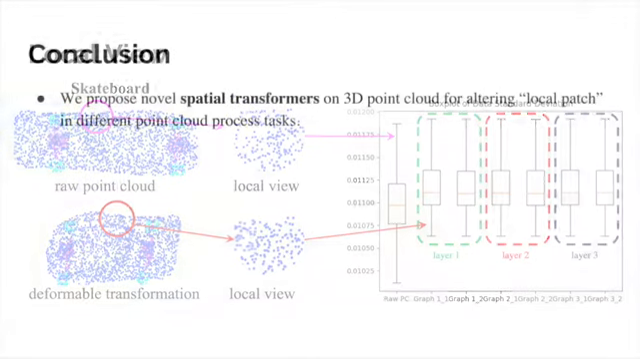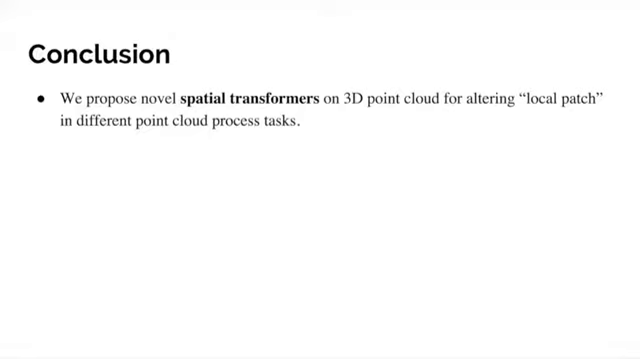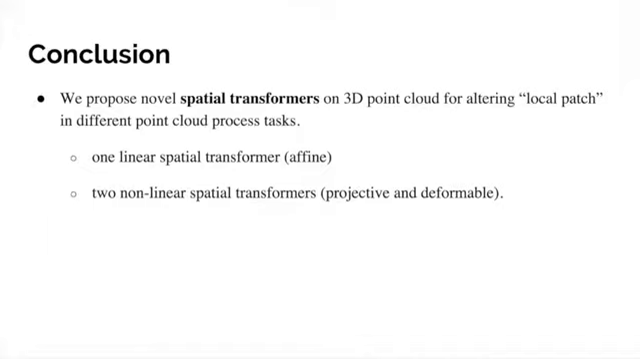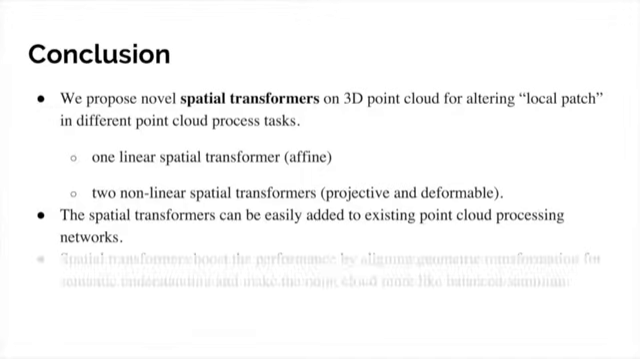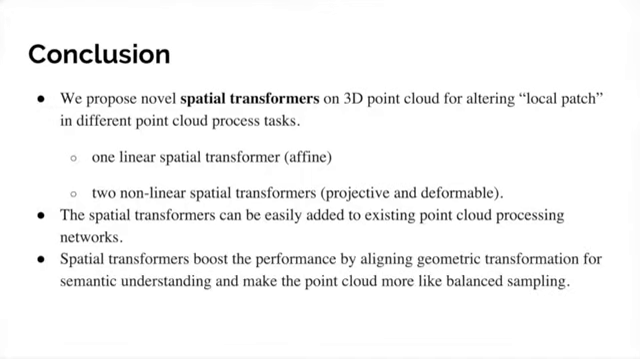In conclusion, we propose novel spatial transformers on a 3D point cloud for altering the local patch in different point cloud processing tasks. We propose one linear spatial transformer, the affine transformer, and two nonlinear spatial transformers, the projective and deformable transformers. Spatial transformers can be easily added to existing point cloud processing networks. Transformers boost the performance by aligning geometric transformation for semantic understanding. They also help improve the performance by making the point cloud more like balanced sampling.